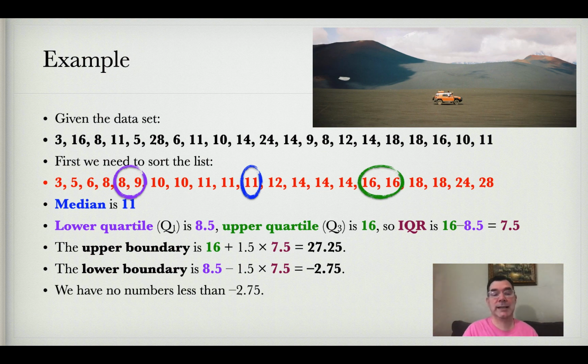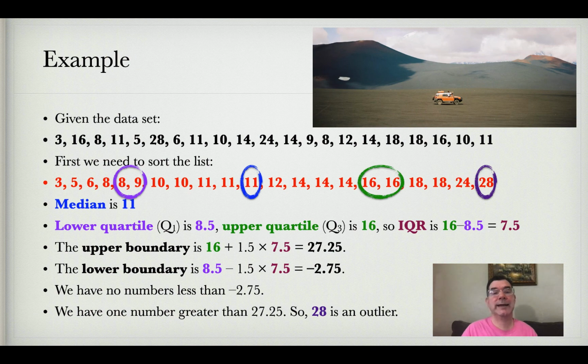Well, if I look at my list, I don't have any numbers that are negative, so I certainly don't have any numbers that are less than negative 2.75. But I do have one number that is larger than 27.25, and that's the 28 at the end of the list. So I will consider that to be an outlier.